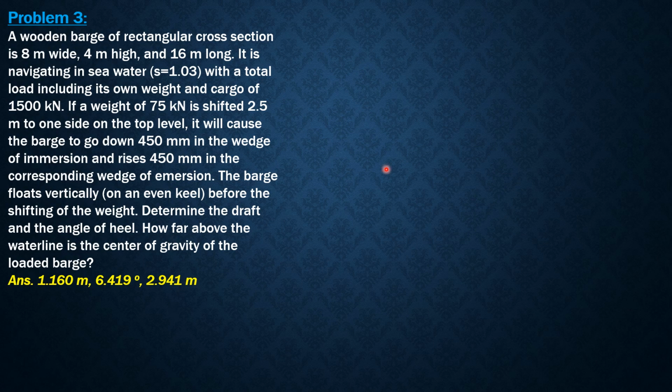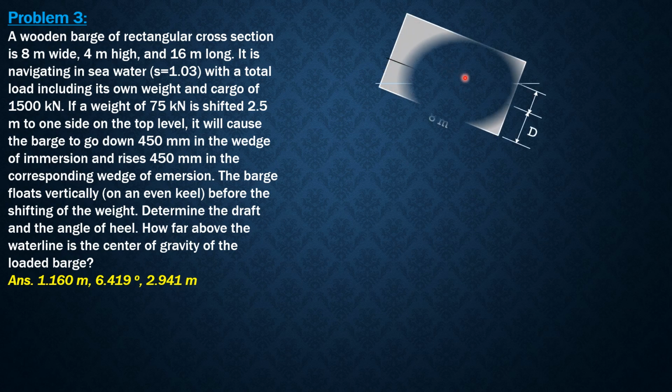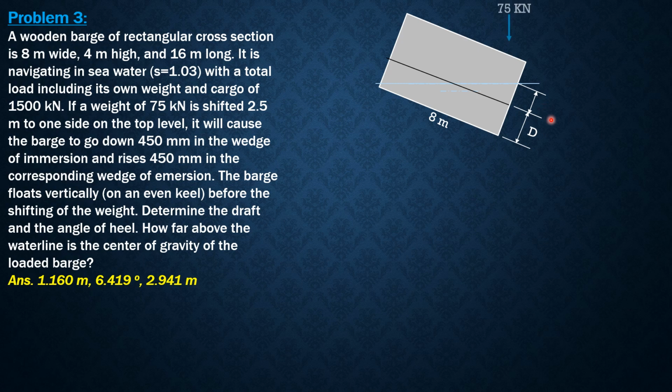So let's draw the figure in the tilted position when the 75 kilonewton load is shifted 2.5 meters to one side on the top level, to the right of the axis of symmetry. This black line is the original waterline. It was horizontal. And this is now the tilted position. This denotes the draft. This is the base with 8 meters wide, and the draft is D. This is 450 mm or 0.45 meter when the 75 kilonewton load is shifted.